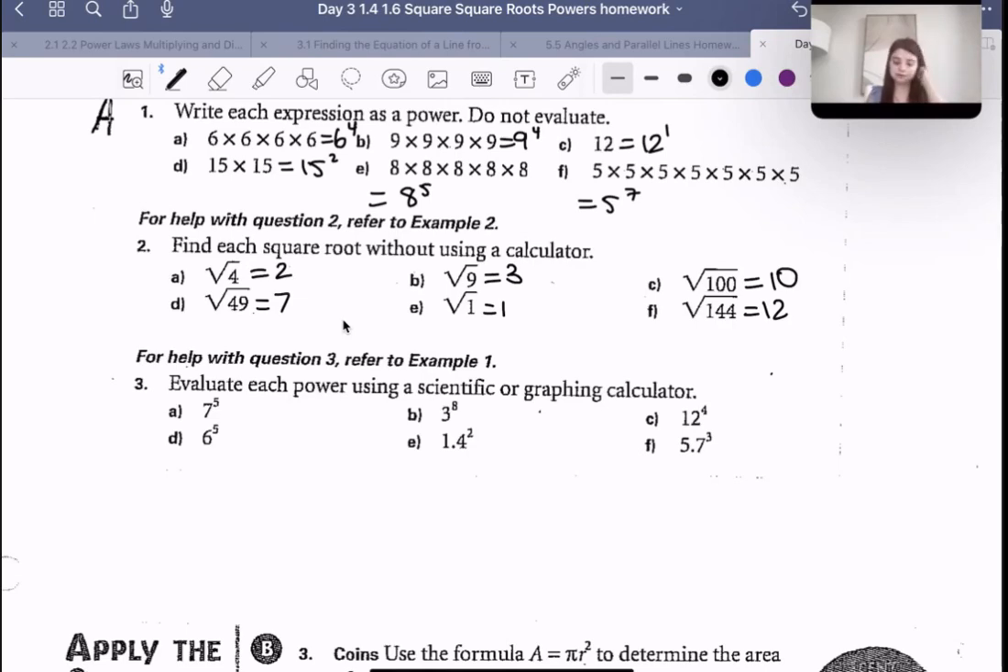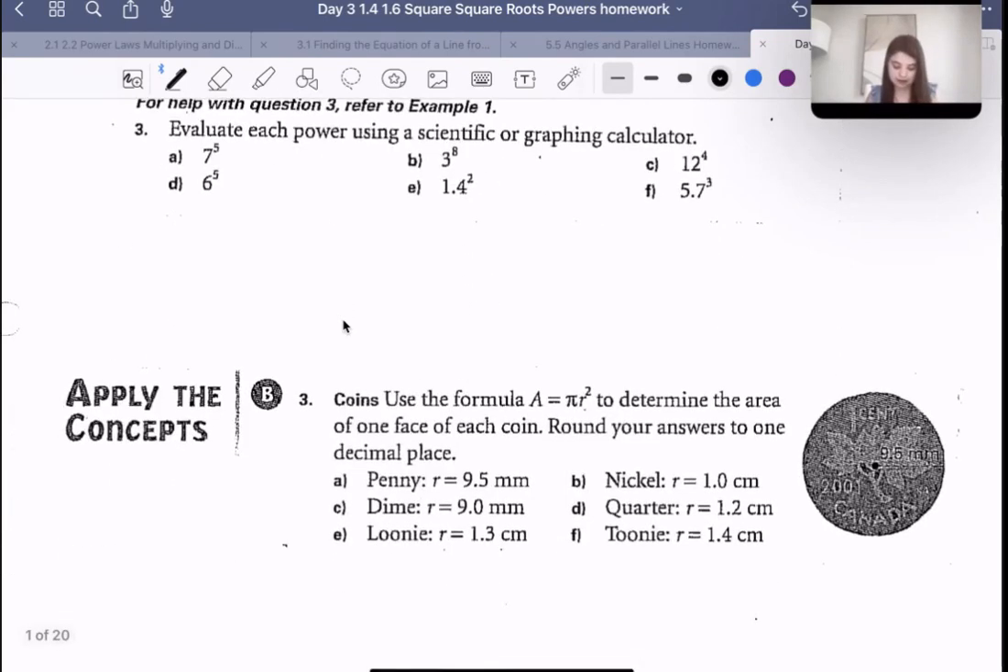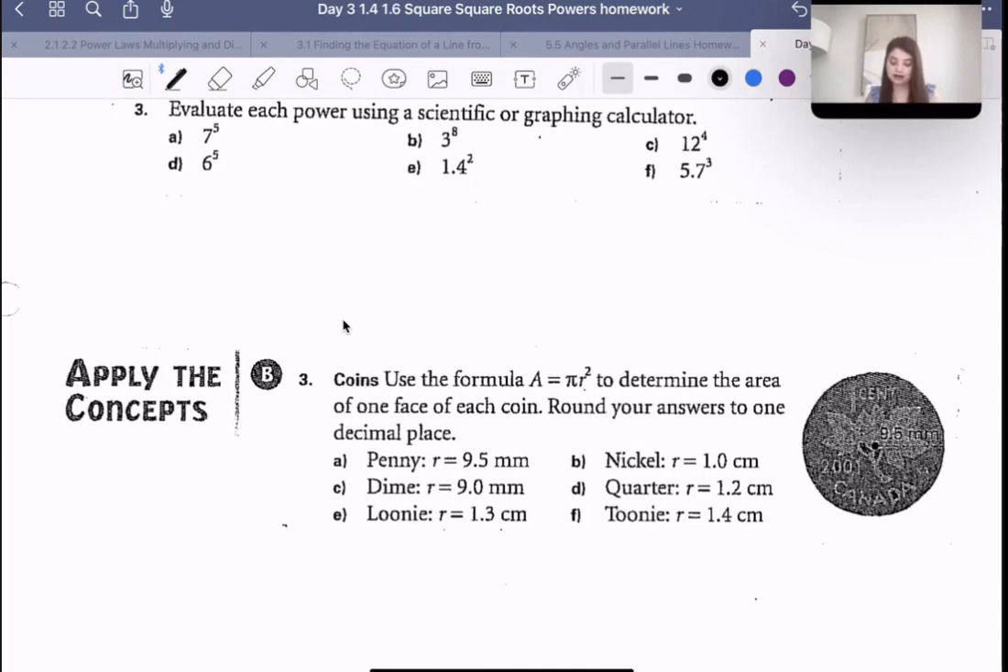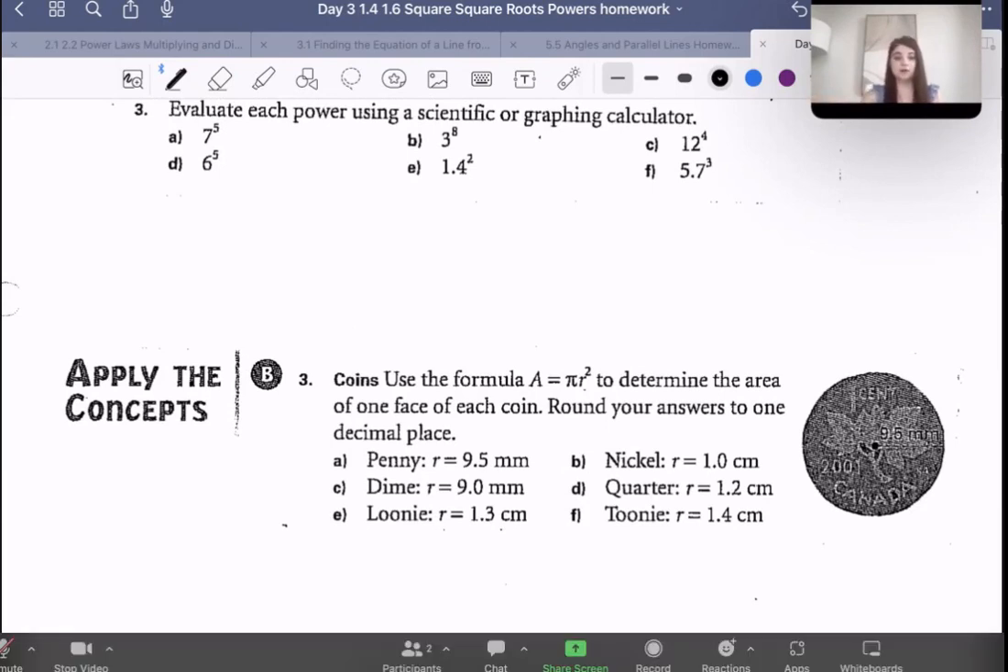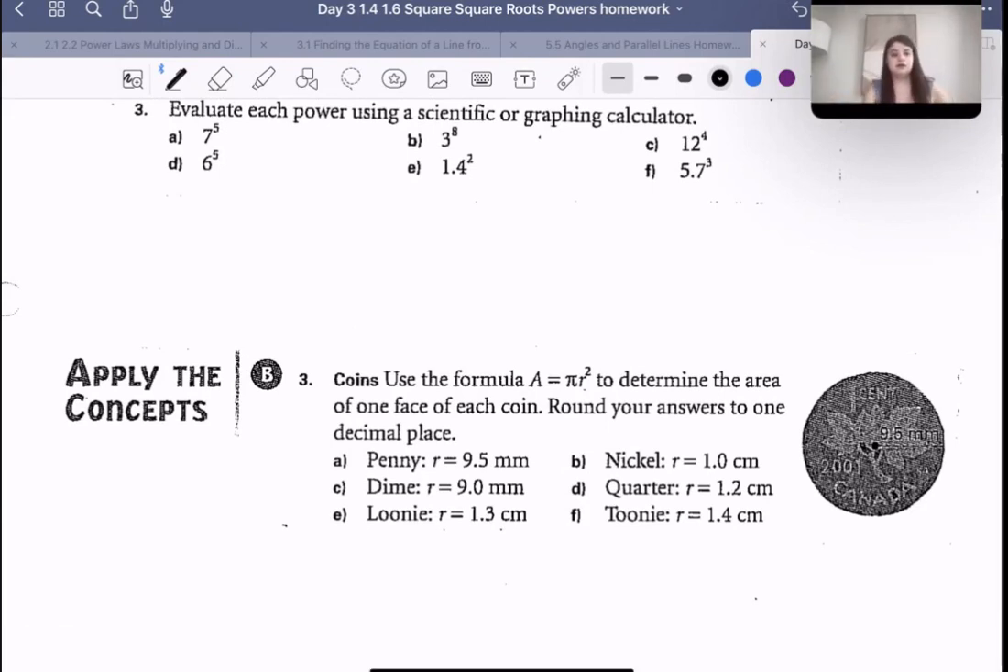Okay, let's try example 3. It says here, evaluate each power using a scientific or graphic calculator. Okay, so this one is maybe not quite as important, but I still want to go through it. You can use your calculator to find the answers. Just make sure you find the power button on the calculator, and then you press the base, the power button, and then the power, right? So for the first one, you would press 7 exponent 5 equals. For the second one, 3 exponent 8 equals.